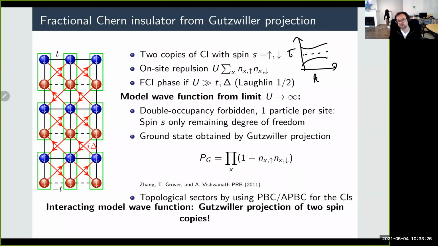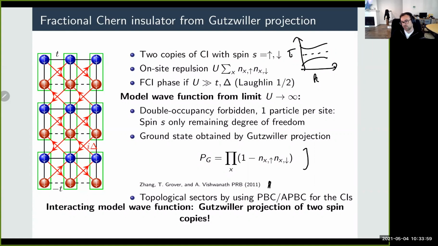So basically, taking U to infinity will forbid having more than 1 particle per site. And so the only degree of freedom that you have left, because you're at half filling, so you have exactly 1 electron per site, is whether the electron has spin up or spin down. And you can actually write down the model state by using the Gutzwiller projector that you apply on the tensor product of the 2 copies of your Chern insulator. And that was studied in this paper by Vishwanath and collaborators.